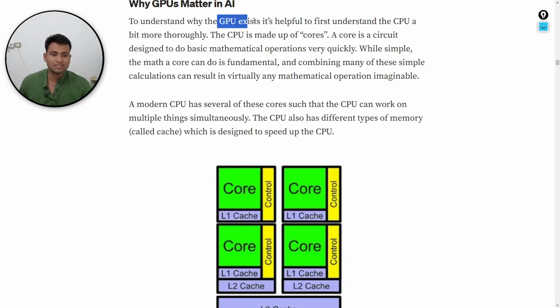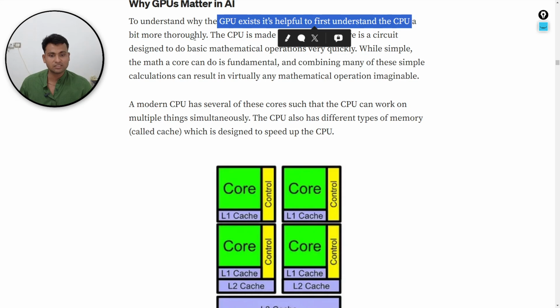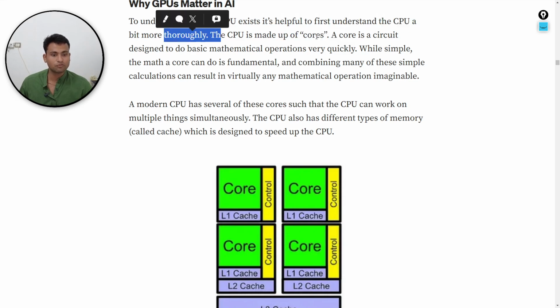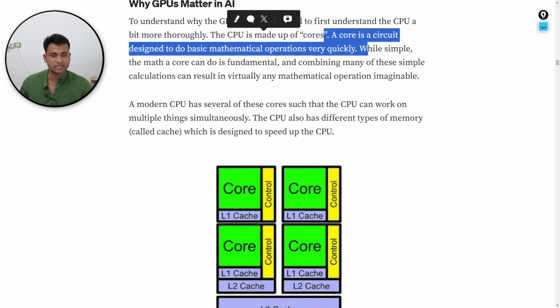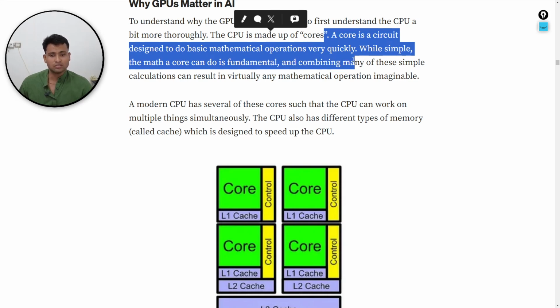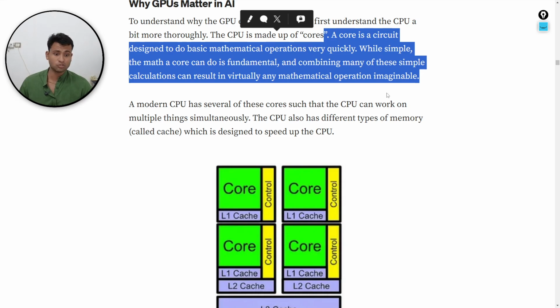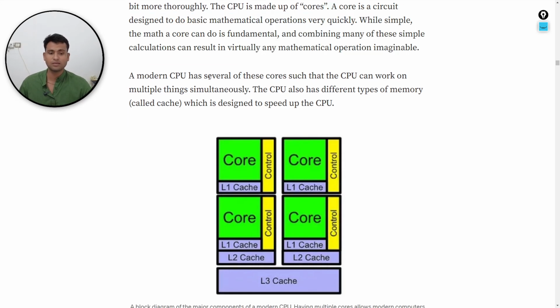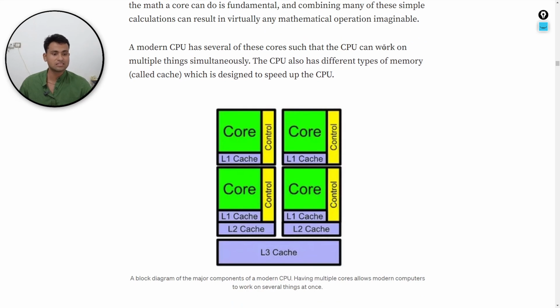To understand why the GPU exists, it's helpful to first understand the CPU a bit more thoroughly. The CPU is made up of cores. A core is a circuit designed to do basic mathematical operations very quickly. While the math a core can do is fundamental, combining many of these simple calculations can result in virtually any mathematical operation imaginable. A modern CPU has several of these cores such that the CPU can work on multiple things simultaneously. And the CPU has different types of memories called cache, which is designed to speed up the CPU and also to communicate information between the different cores.